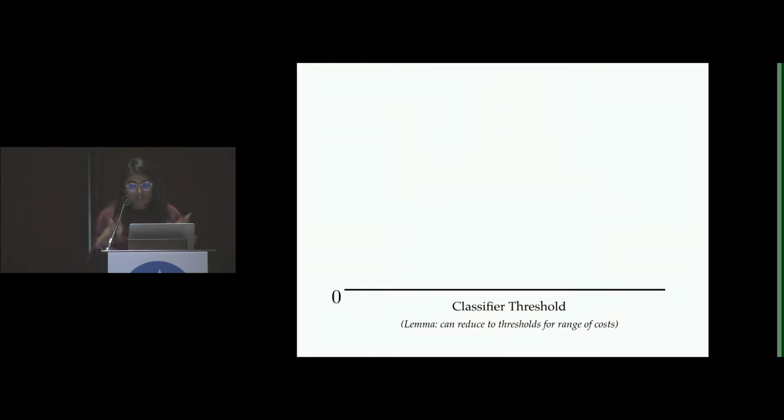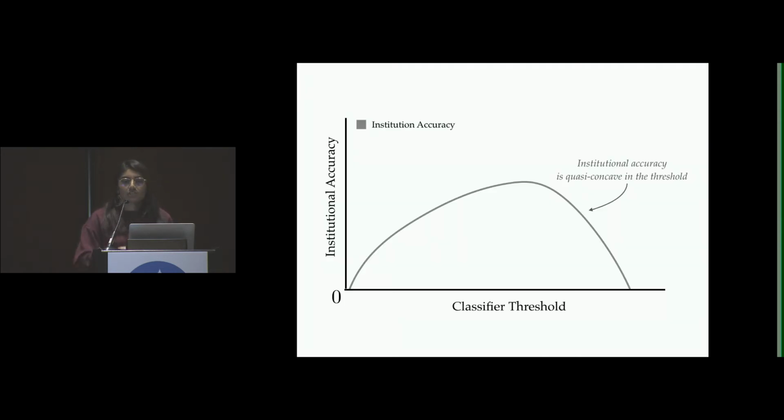So now, how does improving strategy robustness end up affecting social burden? If you recall from our illustrative example earlier, the way that the institution improved their strategy robustness was by shifting their decision boundary to be more conservative. We showed that for a range of costs, we can reduce the problem of increasing strategy robustness to shifting some classifier threshold. So on the x-axis here, we have the classifier threshold. And we can then plot how institutional accuracy changes as a function of the classifier threshold. In particular, it takes on this kind of shape as quasi-concave.